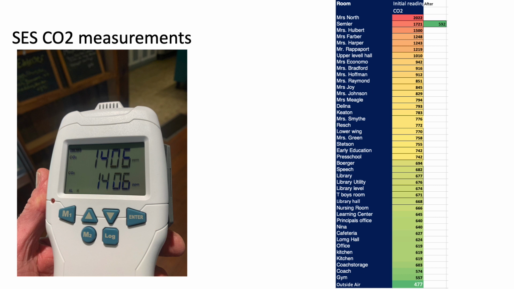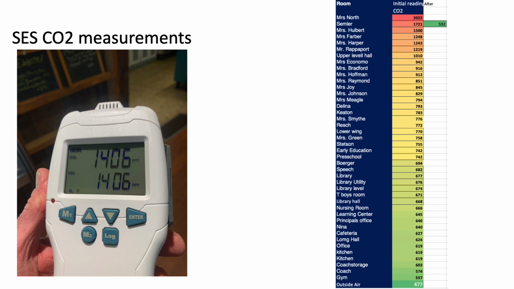This is what our tests looked like when Dave and I walked through the school probably a month ago or so now. You can see 1, 2, 3, 4, 5, 6 or so classrooms, 7 classrooms that are above normal. But again, if you look at Mr. Sembler's classroom here, it was 1723, 20 minutes later it was 592.